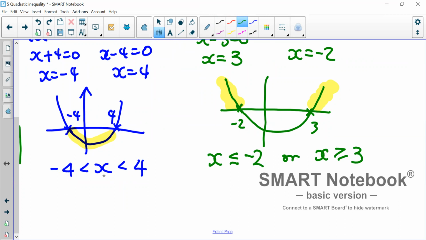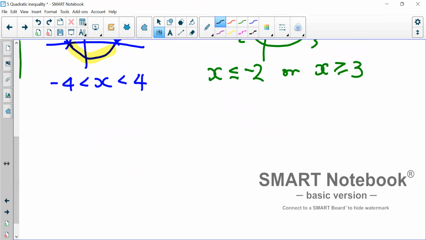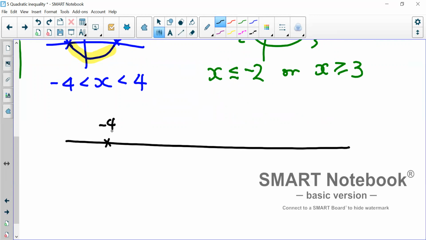Now, when we have a few inequalities we need to satisfy, it's easier if we can draw it all on the number line, and then we can find the overlapping region. So let's do that. So if I draw a quick number line, then I can put all the numbers on it. So I have a minus 4 here, and 4, and I want it to go between. Now here, there's no equal sign, so that means I have to use an empty circle at the two ends.